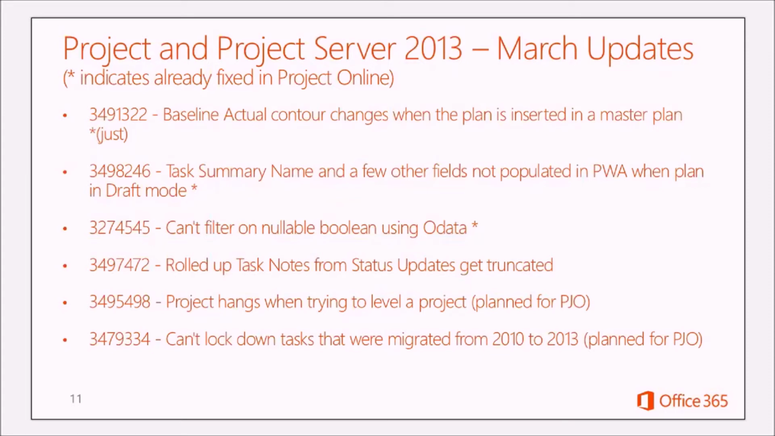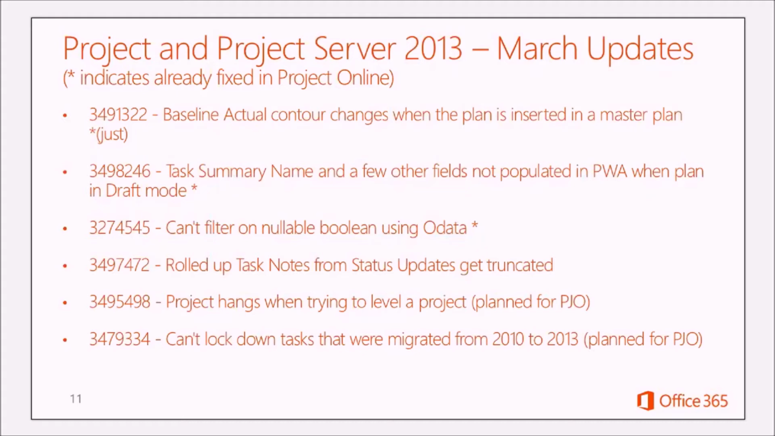The second item here is task summary name and a few other fields are not populated in PWA when the plan is in draft mode. Okay, so what does this mean? So if you were to go to the Project Center and drill into a project, there are certain views. Some of them are assignment views, for example, and when you inserted certain fields, and one of those happens to be the task summary name, and let's say you also chose to edit the project, that's what's known as draft mode, because you're now actually editing that project and you're not just seeing the published version of the project. In that case, there were a few of these fields that just were not populating correctly.